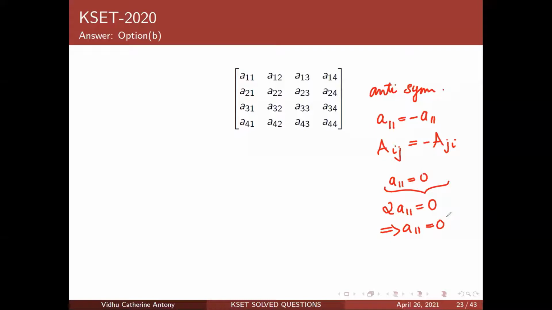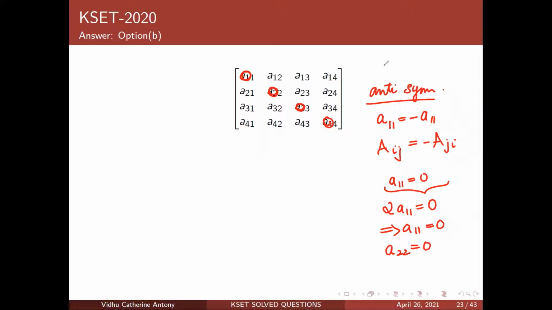So for an anti-symmetric tensor, this is the same for A22. A22 also has to be equal to 0. Same for A33, A44. So all the diagonal elements are going to be 0 for an anti-symmetric tensor. Now, what are the other things that you have? You have A12 equal to negative of A21. So if you know A12, you know A21. It's just the negative of the other one.